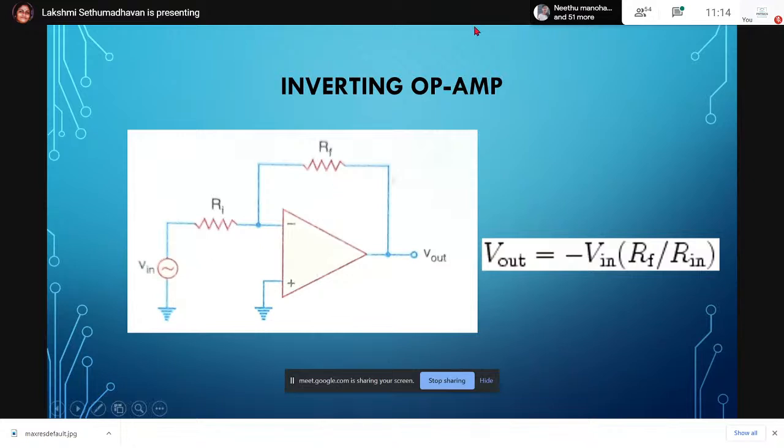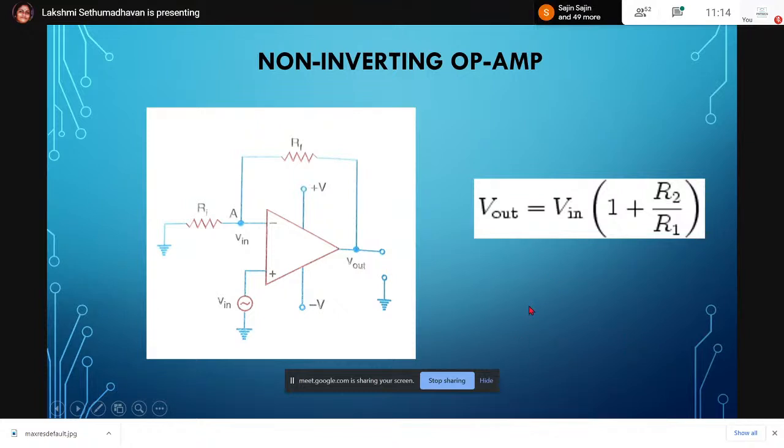So hope you got the concept of inversion. If you give a sine wave, you will get a cos wave. This is inversion, and the output has a minus sign. I'll give you an explanation after you see the video. So this is V out equal to minus V in times RF by RN. Here, RF and RN are the feedback resistor and the input resistor.